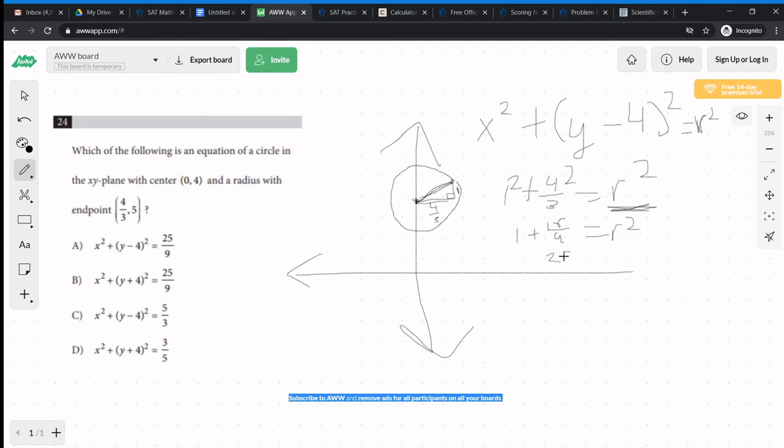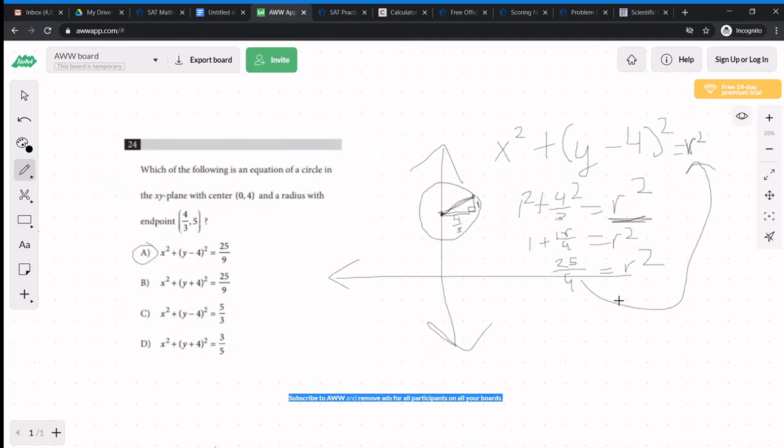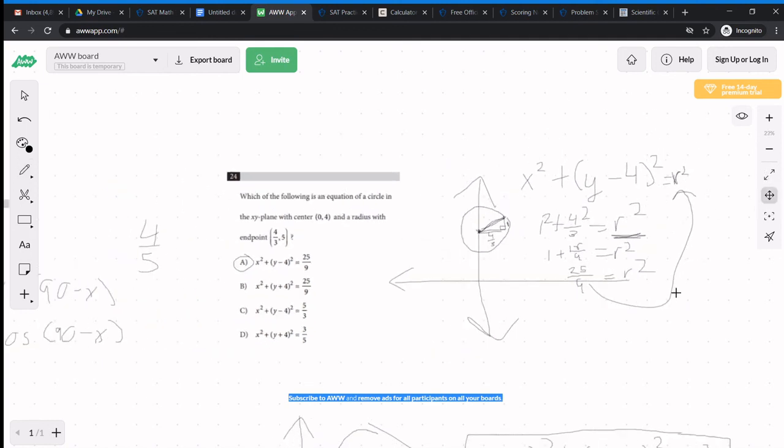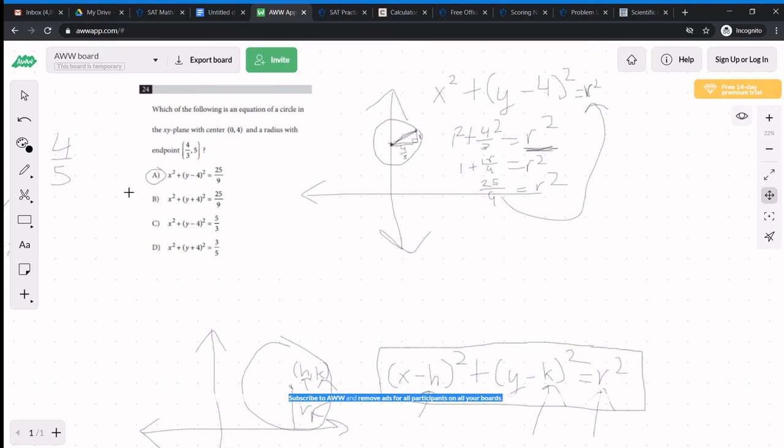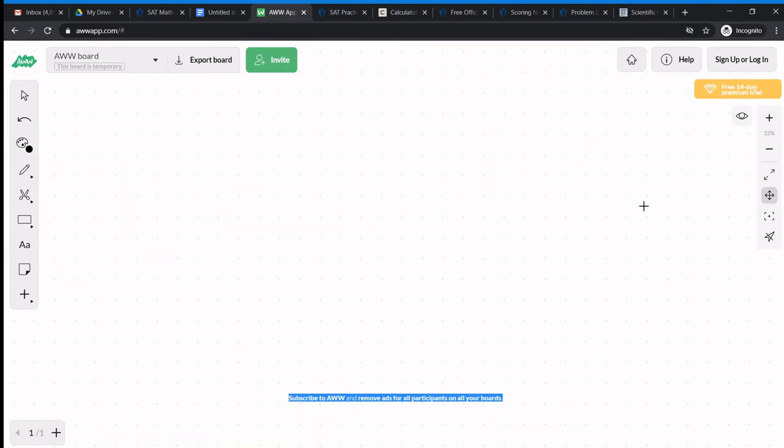And we get 25, or I'm sorry, not 25. No, yeah, 25, sorry. 25/9 equals r squared. And that will be our final number. So which one has all of this? A. Plug this in here. Once you know the actual equation, this problem is just figuring out what the radius is. Pretty simple distance formula, aka the Pythagorean theorem.